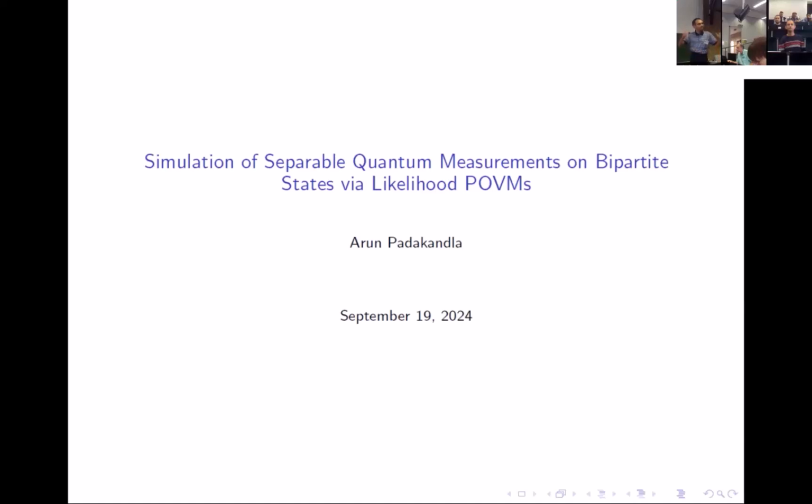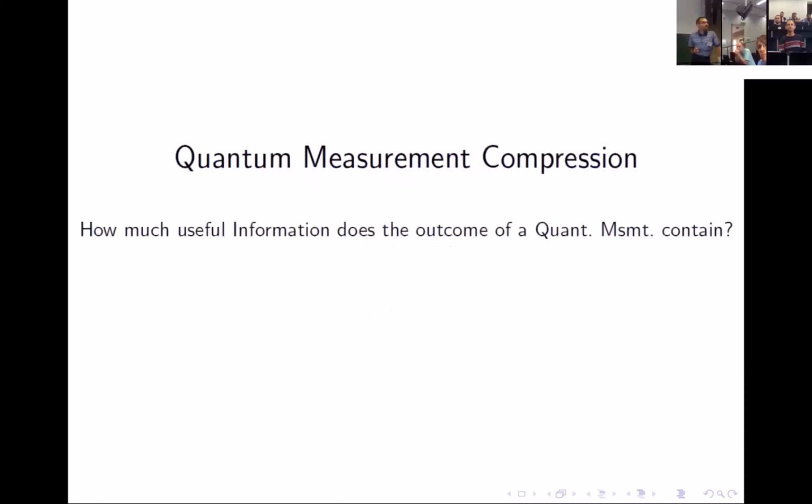So I'll go over a top level, give you a big description of the broad setting, then talk about the scenario I work on, and then get into the details and the new elements. So the broad setting is quantum measurement compression, and the broad question is, how much useful information does the outcome of a quantum measurement contain? It's a pictorial talk, so there are a lot of pictures. And I'll also do the math at the end.